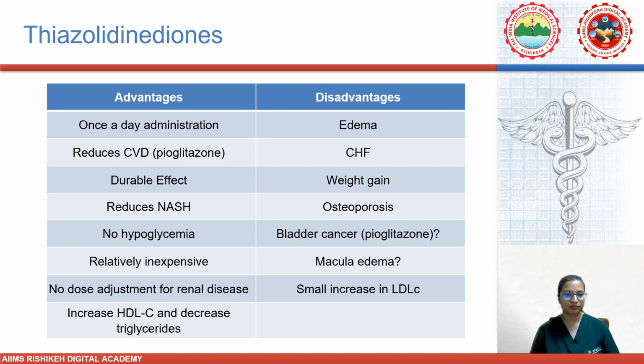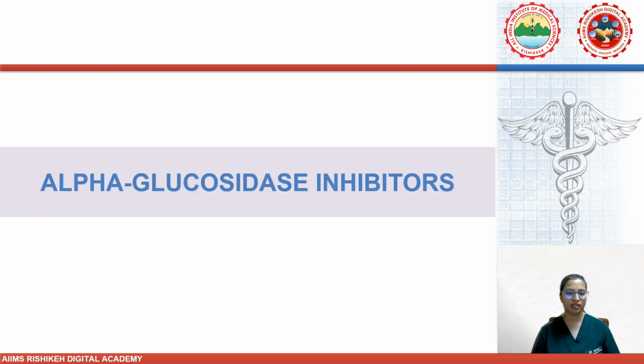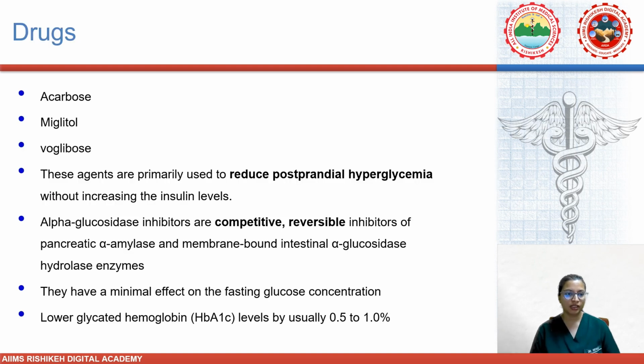Now coming to the last topic for this video, alpha glucosidase inhibitors. So drugs in this class include acarbose, miglitol, voglibose. These agents are primarily used to reduce postprandial hyperglycemia without increasing the insulin levels. They are competitive and reversible inhibitors of pancreatic alpha amylase and membrane-bound intestinal alpha glucosidase hydrolase enzymes. They have a minimal effect on the fasting glucose concentration. They lower the HbA1c levels by 0.5 to 1%.